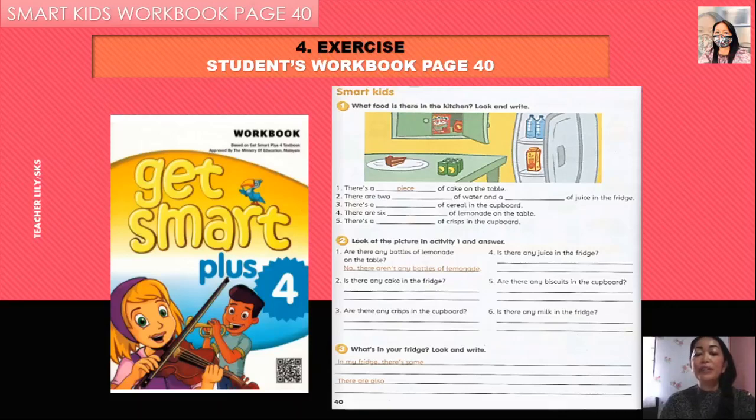There are also a carton of juice and a carton of milk in the fridge. You can write it like that. Okay, depends on what is there inside of the fridge. So if you do not understand, you can ask me later or you can replay this video again. Alright, class, I hope you understand and enjoy doing your work.